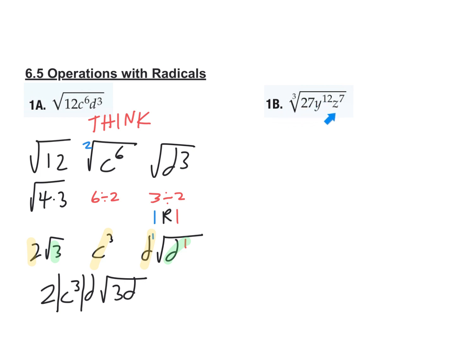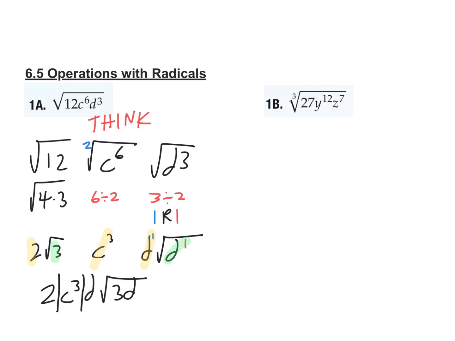Now, do I have to worry about even, odd here for 1b? No. Why not? Because it was an odd power. Yeah, the index is odd. So I immediately start off odd. So you don't have to worry about it for this next problem. Okay?